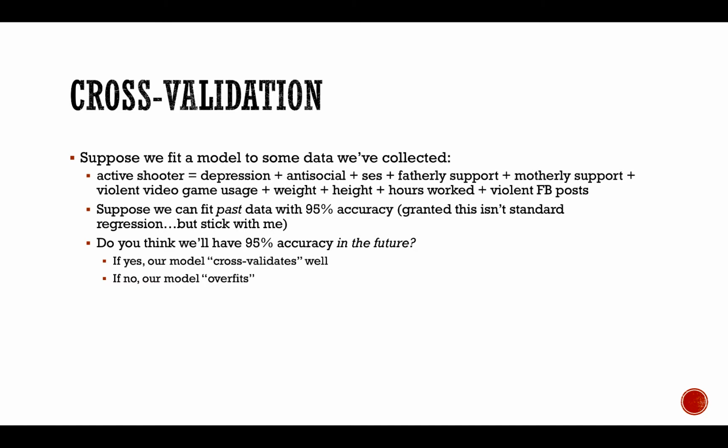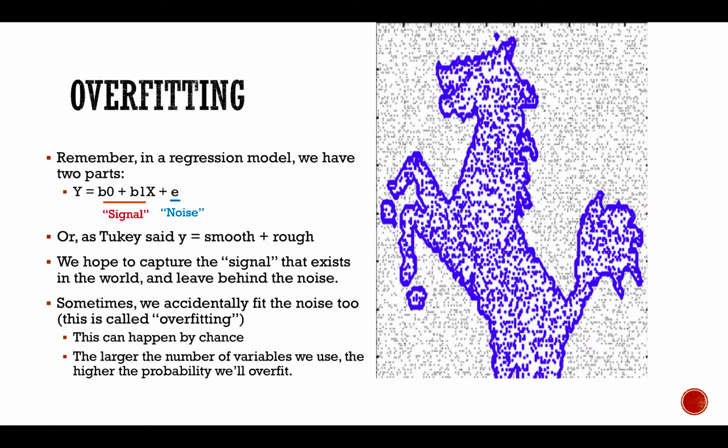And if that's the case, then what has happened is we have, quote-unquote, overfit our data, which means we have fit both the signal and the noise, or as Tukey put it, we've fit both the rough and the smooth parts of our data. So what does overfitting mean? Well, look at that. I was going to talk about it anyway.